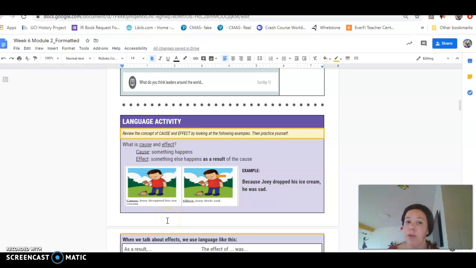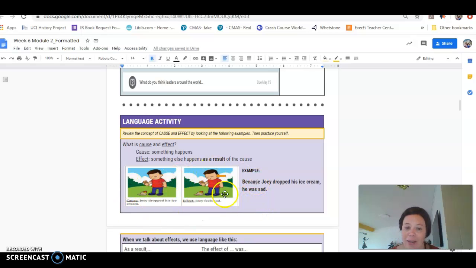All right, so now we're going to review cause and effect by looking at the following examples, and then you're going to practice yourself. So what is cause and what is effect? Cause is something happens, and the effect is something that happens as a result of a cause. So this is almost like a trigger, and this is what happens after the trigger.